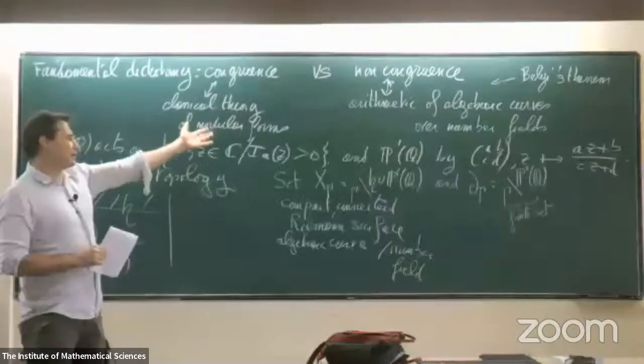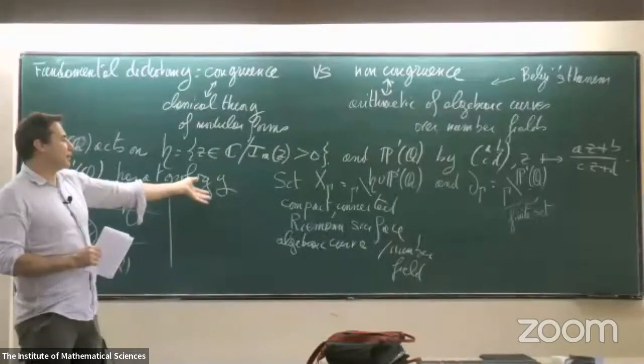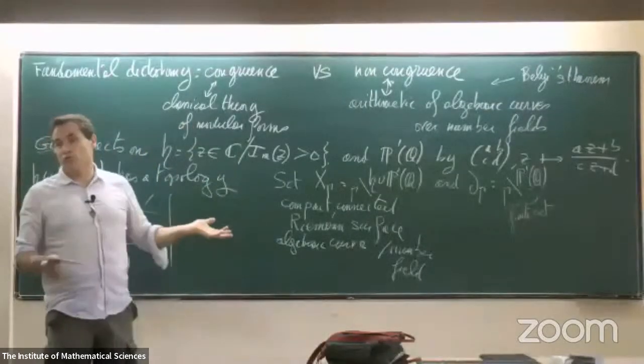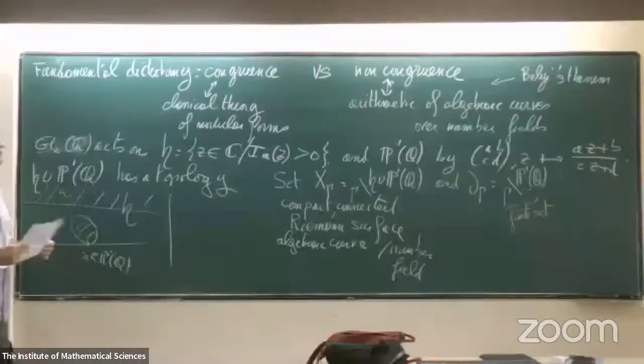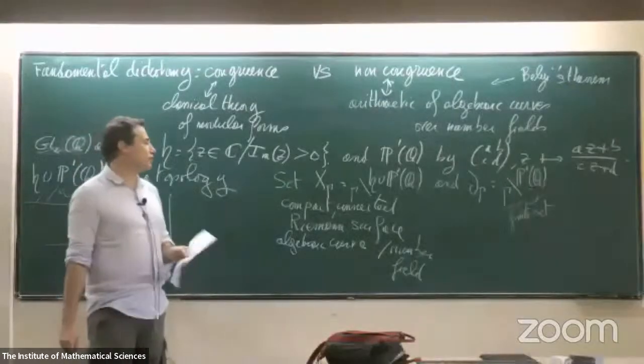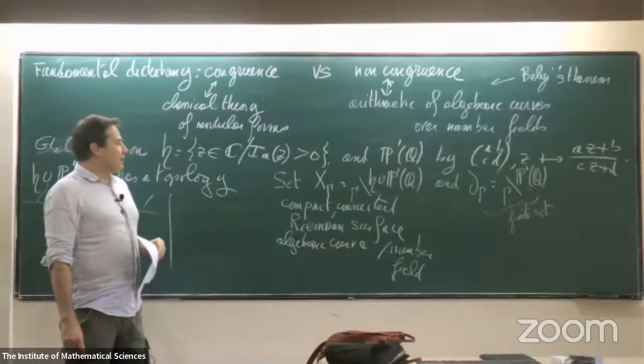So Belyi's theorem says that you can get every algebraic curve over a number field in this way. It's surprising, and it can be done in many different ways. So there is no canonical way to have such a model for an algebraic curve over a number field. All right.